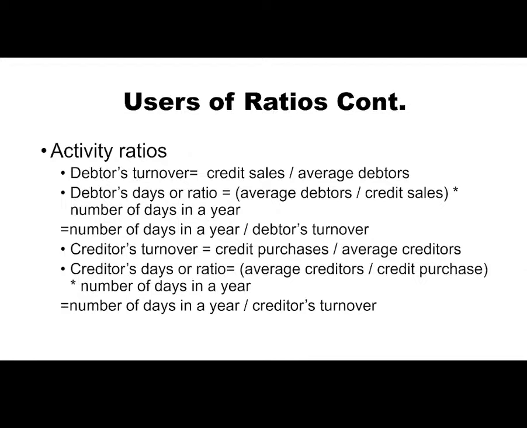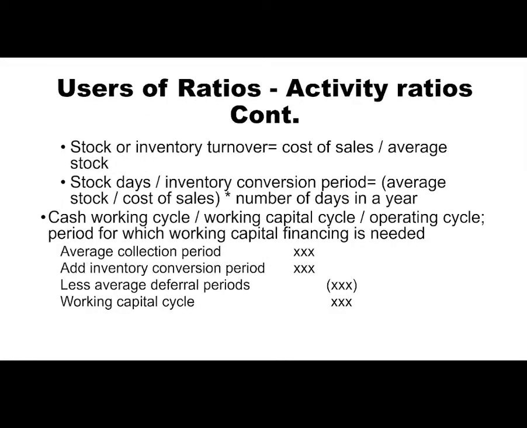Then for the creditors days ratio, also known as the average deferral period, it will indicate the average time that a supplier allows a company to settle its dues. So here we are going to calculate the average creditors. We divide by the credit purchases, and the result we multiply by the number of days in a year. And if we have the creditors turnover already, we take the number of days in a year and divide by the creditors turnover, so that we can get the average deferral period or the creditors days ratio. Let's continue.